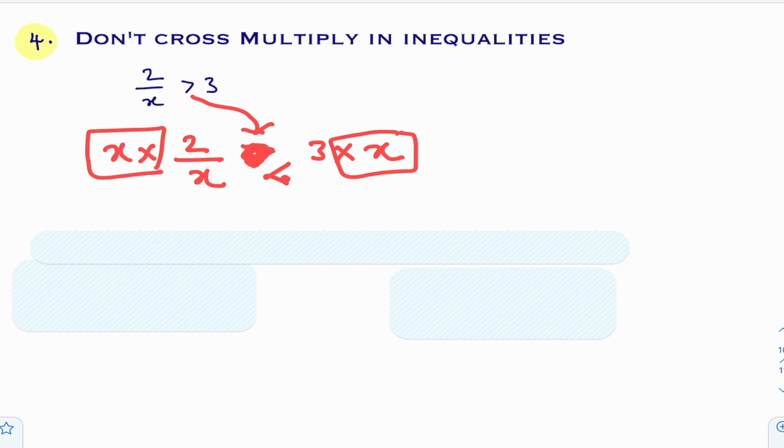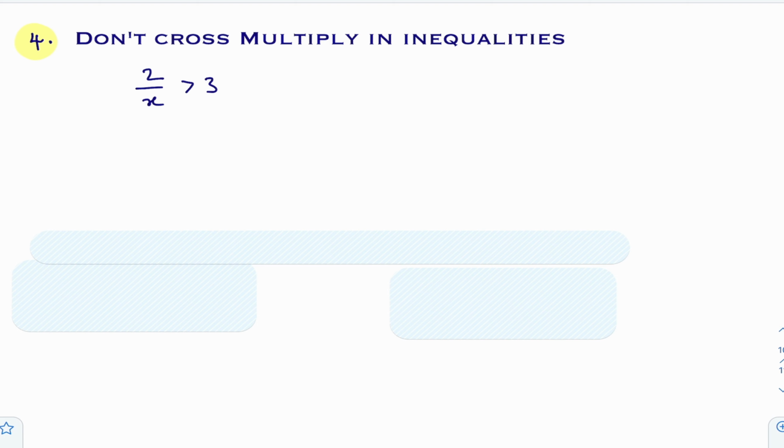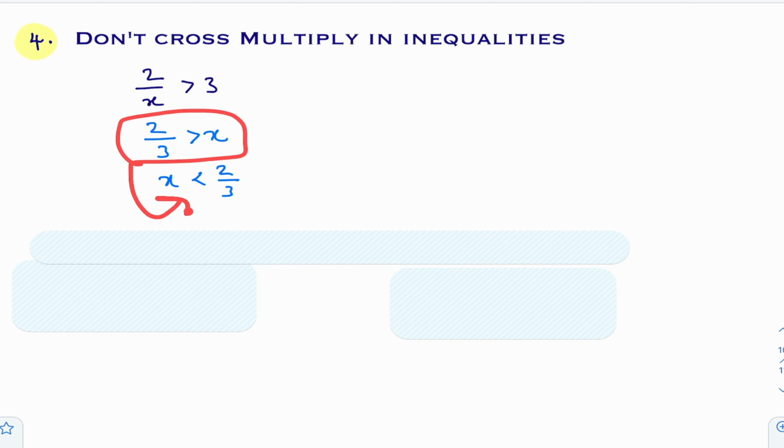So here the problem is, we cannot solve this inequality until we know what x is. You must know whether x is positive or negative. Simply, if you solve this as 2 divided by 3 greater than x, which means x is less than 2 by 3, then it is wrong. I hope you are understanding what I am trying to say. Here you see, 2 by 3 greater than x means x is less than 2 by 3.